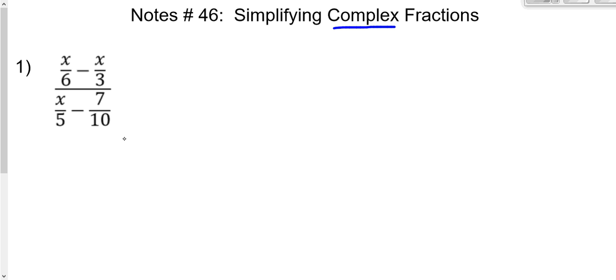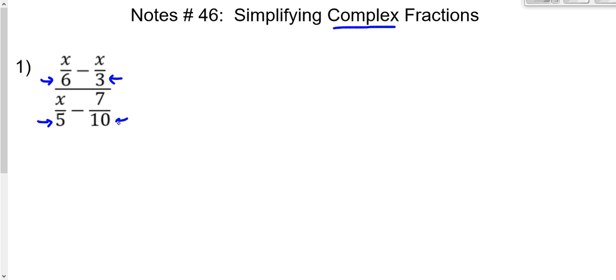So what I'm going to do is take a look at what I'm going to call the little fractions or the small fractions. See all the inside fractions. Look at all their denominators. We have a denominator of 6, we have a denominator of 3, we have a denominator of 5, and we have a denominator of 10. What is the least common multiple of all 4 of those numbers? What number do they all divide into? That would be 30, right?